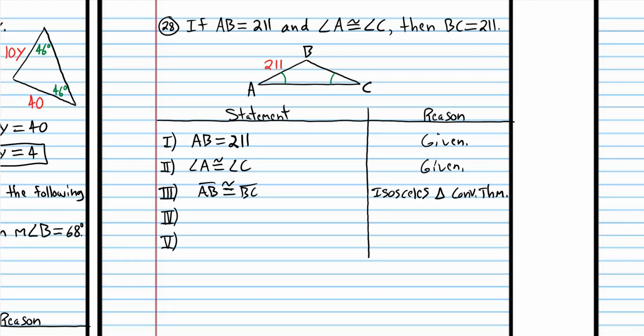So by definition, we know that AB must be equal to BC. That's just the definition of congruent segments. And we know that AB is 211, but AB is also BC. So we have two things that are both equal to AB, so that means that BC must be equal to 211. And that is the transitive property of equality.